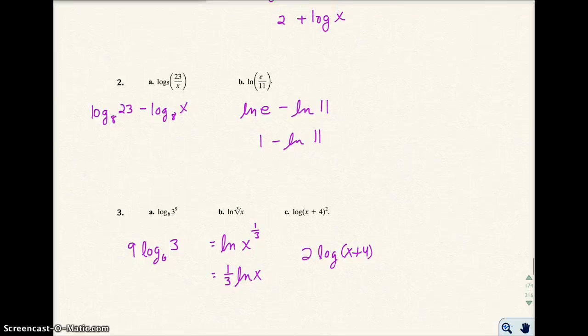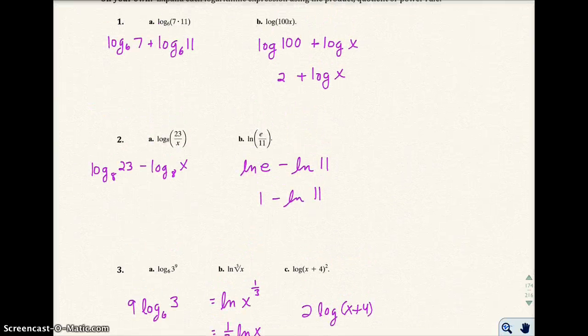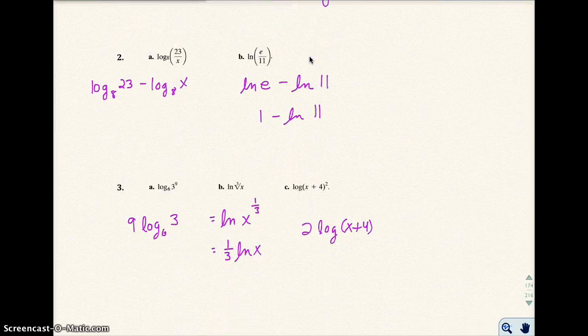Okay, so for the first problem you should get log base 6 of 7 plus log base 6 of 11. Part B, I get log 100 plus the log of x, and this 100 right here is the same thing as 2 because 10, which is our understood base here, to the second power is 100. In number 2a, you should get log base 8 of 23 minus log base 8 of x. Part B, you should have the natural log of e minus the natural log of 11, and the natural log of e is the same thing as 1 because e to the first power is e.